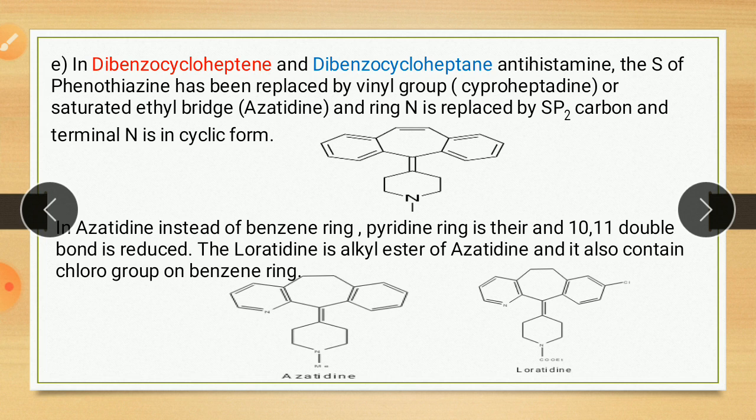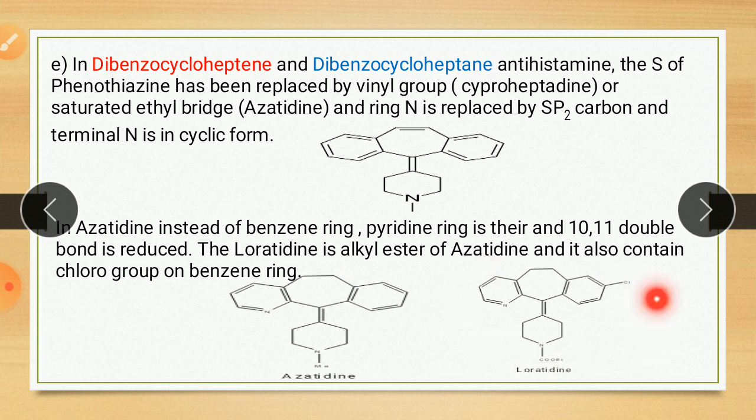Next point, in azatadine, instead of a benzene ring, a pyridine ring is there and the 10-11 double bond is reduced. So in case of azatadine, instead of a phenyl ring there is one pyridine ring. In cyproheptadine there are 2 phenyl rings. But in azatadine, one phenyl ring is replaced by a pyridine ring and there is a saturated bond. At 10-11 there is no double bond, so it is a saturated bond.